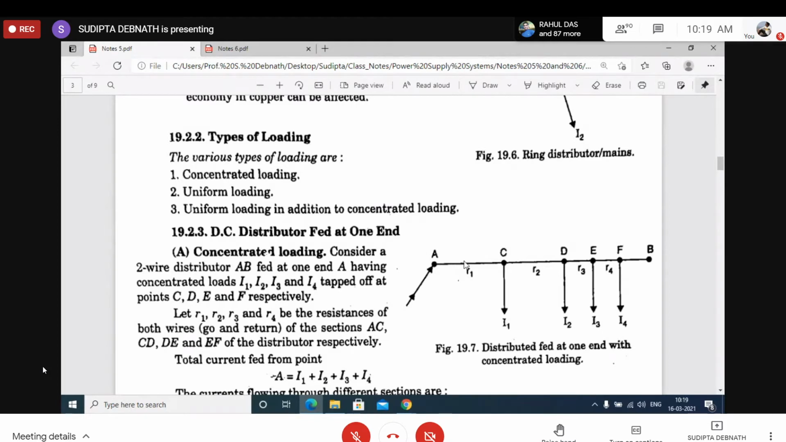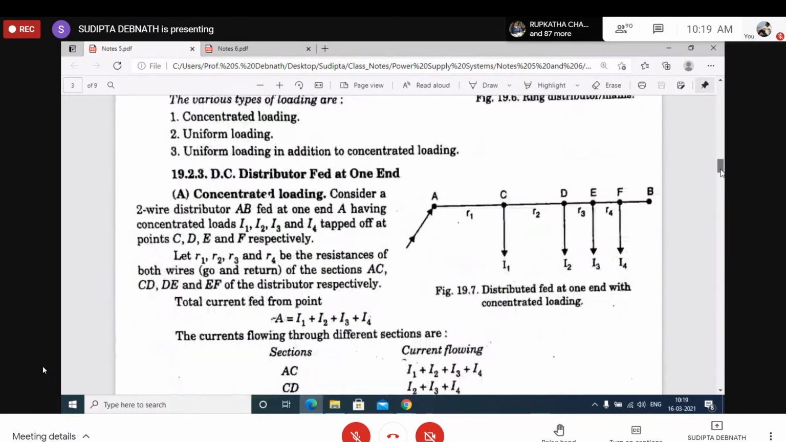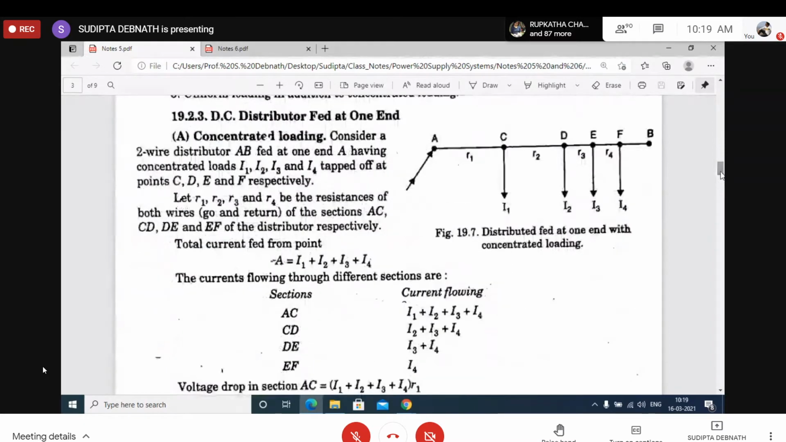Now let us see what is the case for concentrated loading. Now it is very simple. In section AC, as it is fed at one end and no load is connected at B, so what will happen?